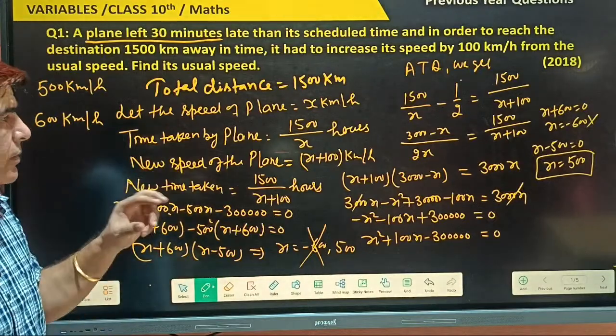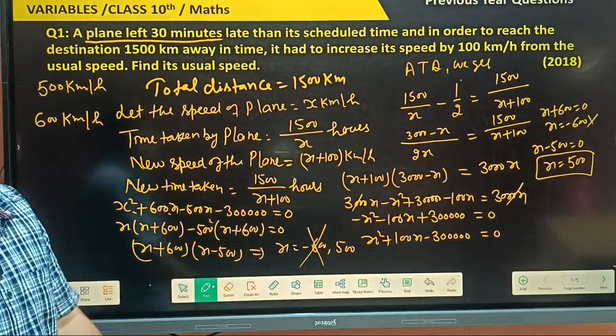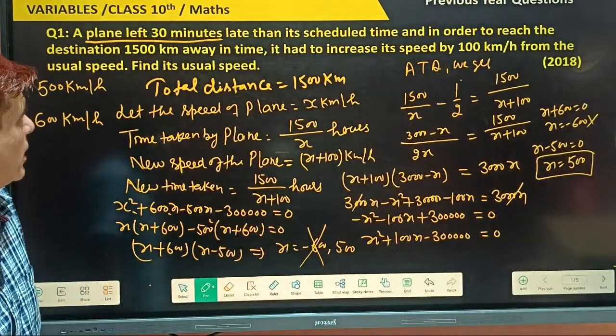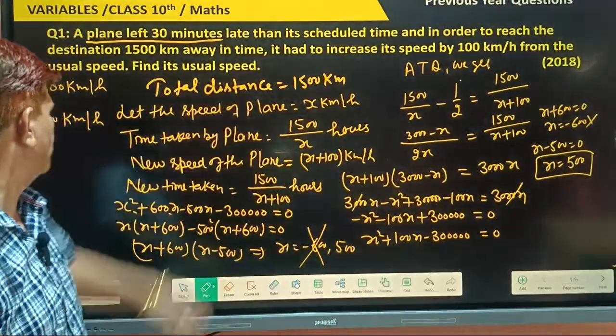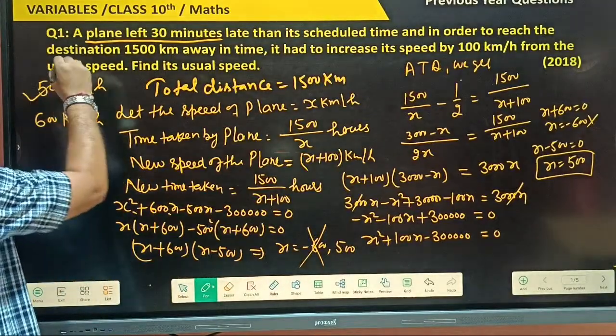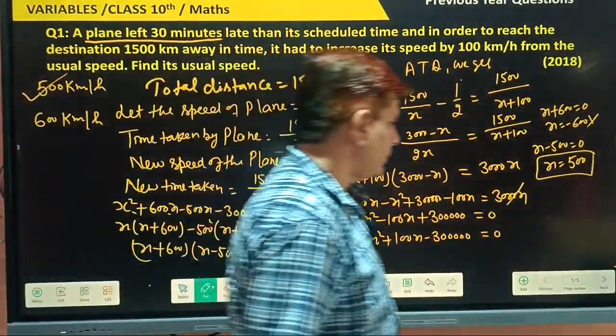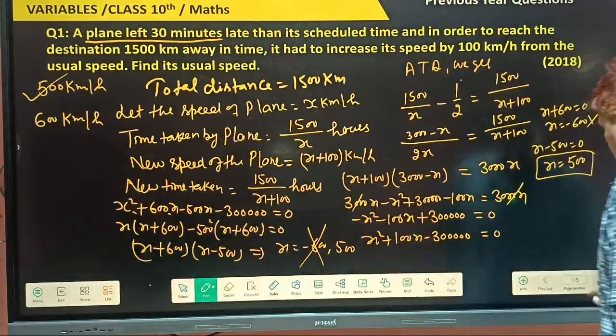And after increasing, what does its speed become? 600 kilometer per hour. Find its usual speed. So the usual speed is this. Got it? Next.